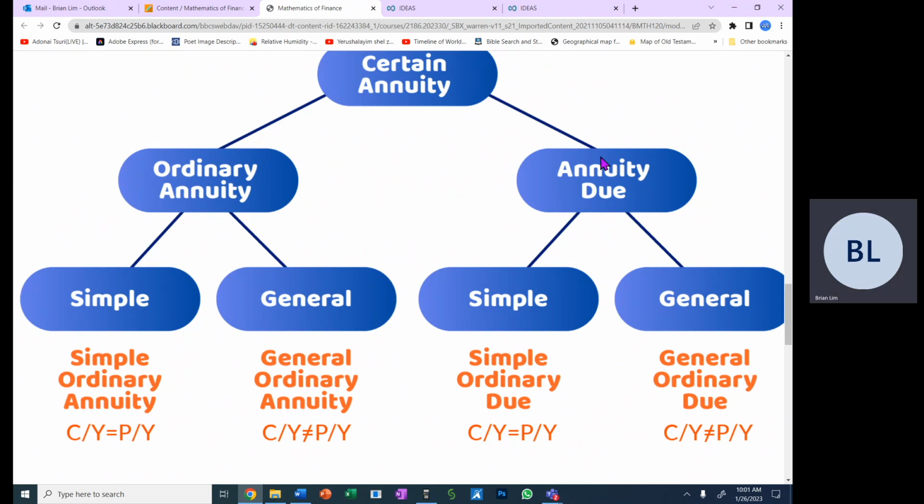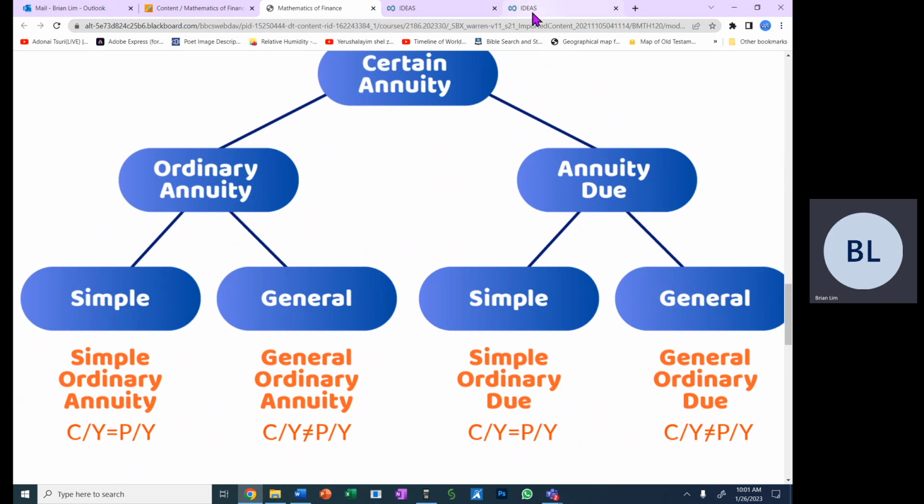And these ones, annuities due, are the ones where payments are made at the beginning. So beginning of the month, beginning of the year, etc. And similar classification, it's simple if CY is equal to PY, that means the compounding frequency is the same as the payment frequency. And it's general if the compounding frequency and the payment frequencies are not equal.